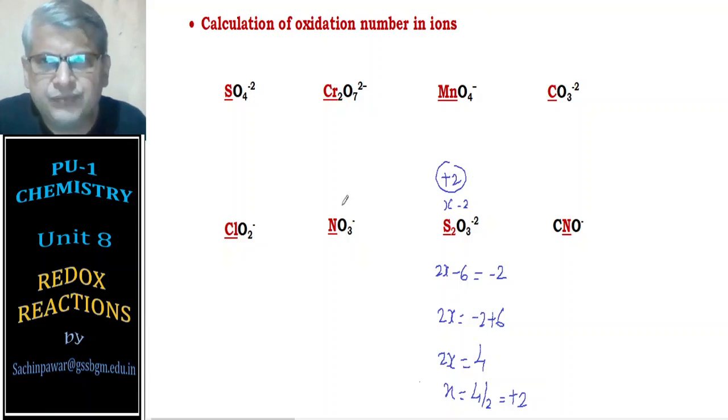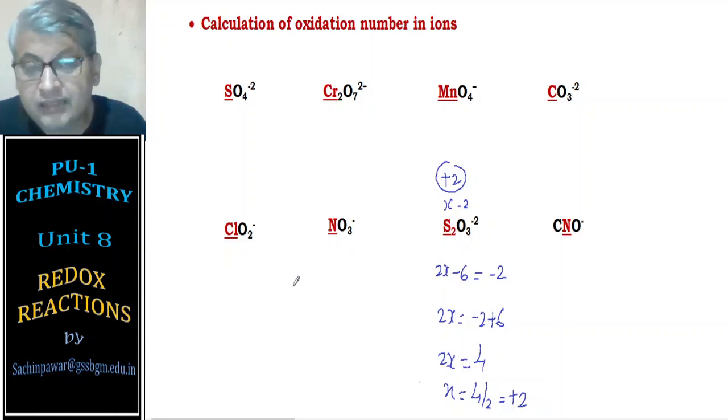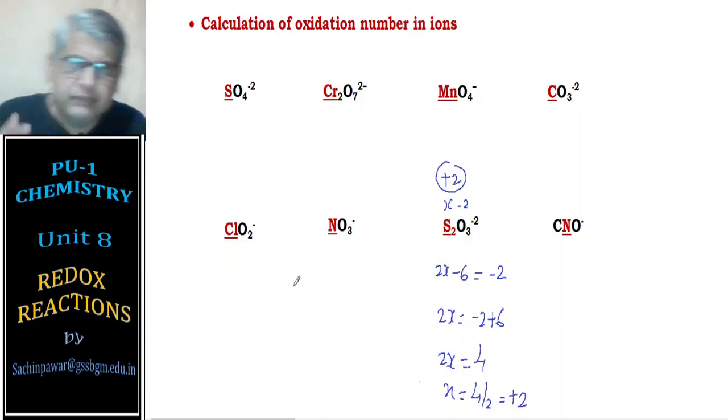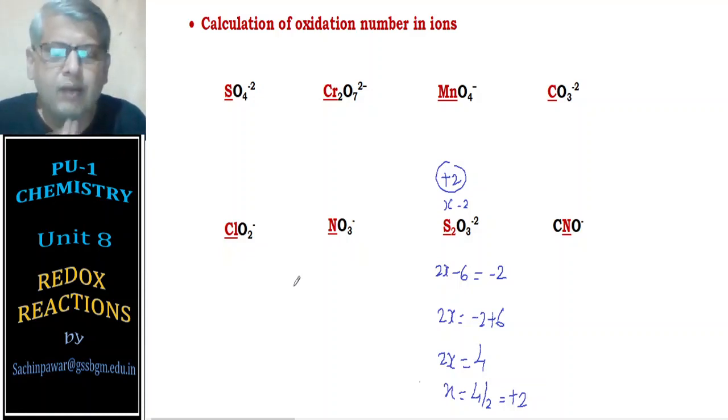Like this we can find out the oxidation number of all the underlined atoms in the various molecules on your screen. You can try it out. With this knowledge of finding out the oxidation number of an atom in an ion or in a molecule, we will switch over to the next part of the topic.